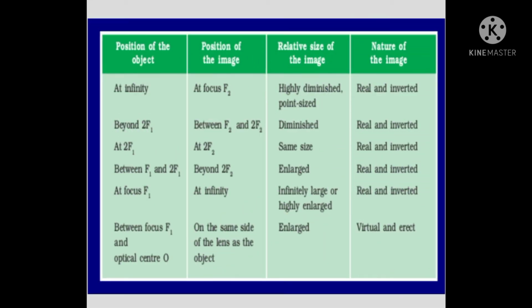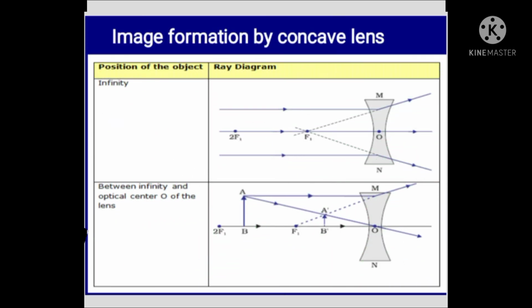Students, please observe this table carefully. This table gives the nature, position and relative size of the image formed by a convex lens for various positions of the object that we already discussed. Now let us discuss the image formed by a concave lens.